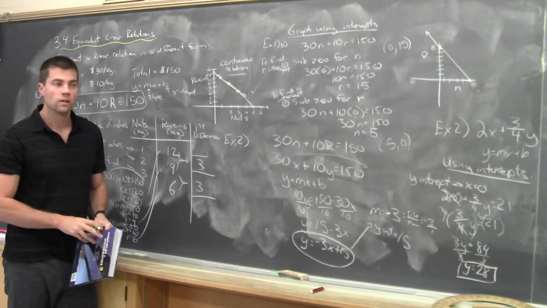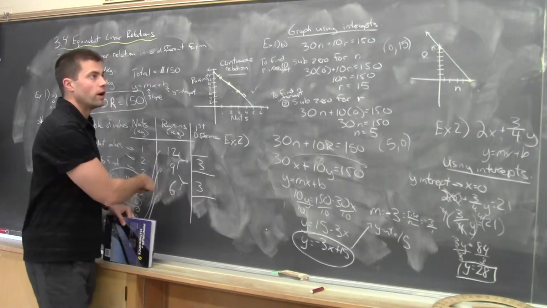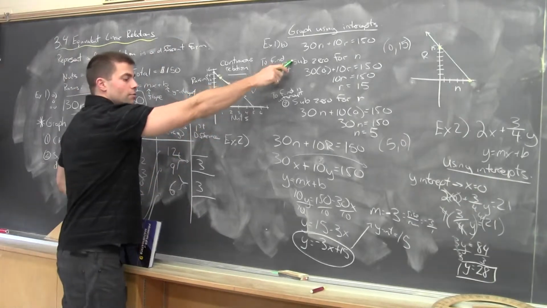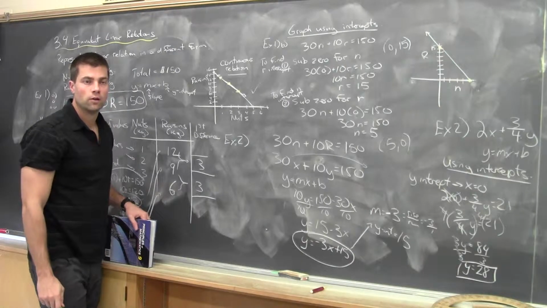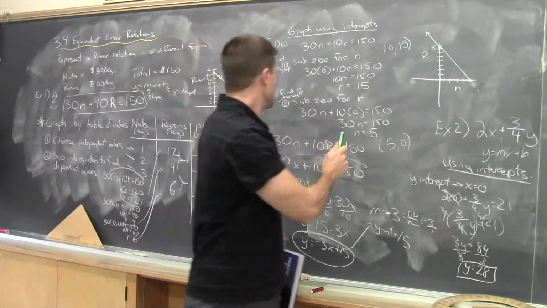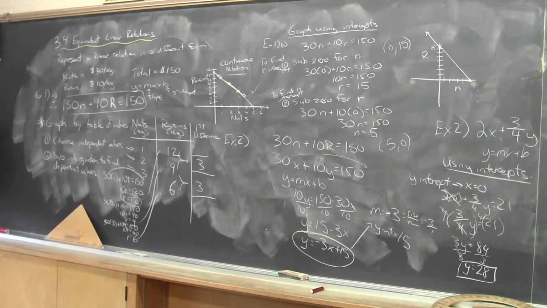Everyone understand that? So there are 3 methods I've now taught you to graph a straight line: table of values, intercepts, and the standard equation for a line. Okay, we'll do one more here for example 2. If we rearrange this equation now, we can rearrange it in this format.